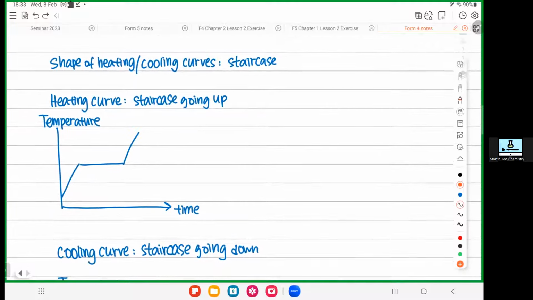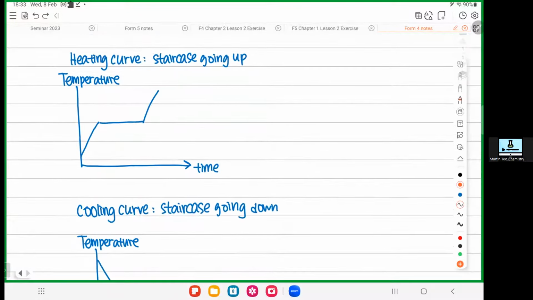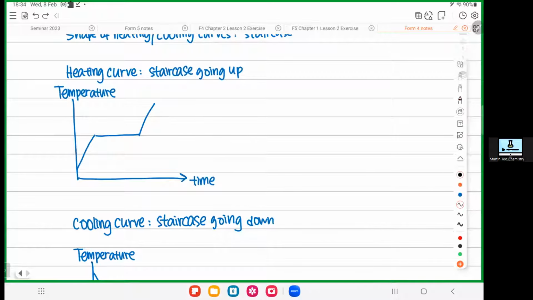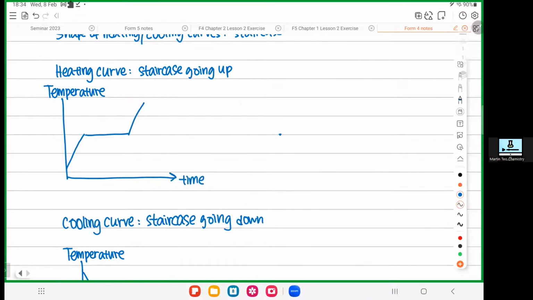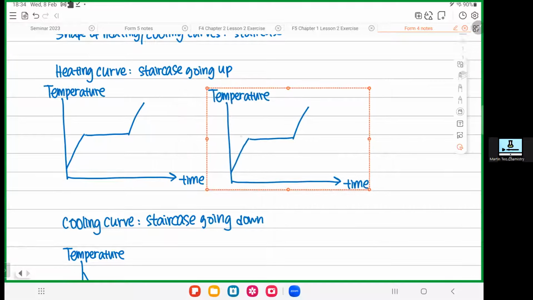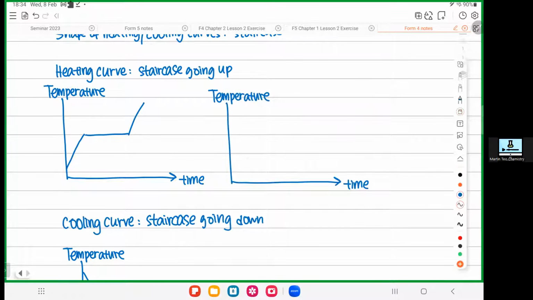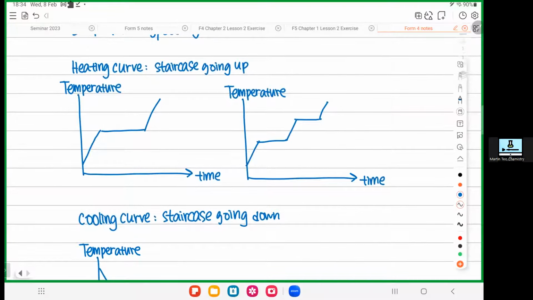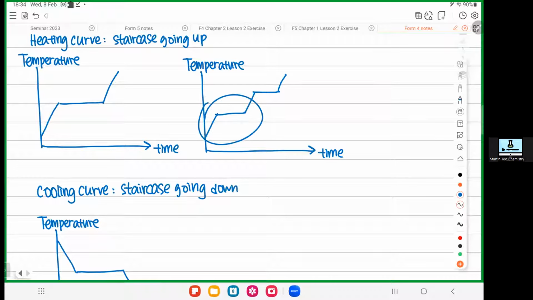When you come to the heating and cooling curve, sometimes you have one staircase, sometimes you have two staircases like this. Up, flat, up is one staircase. Then up, flat, up is another staircase. So maximum only two staircases. Never three. I'll tell you why later. Staircase number one, staircase number two.